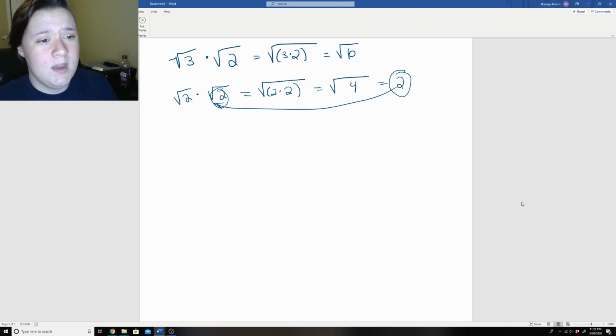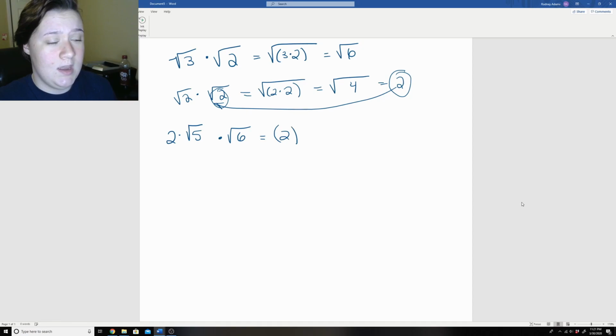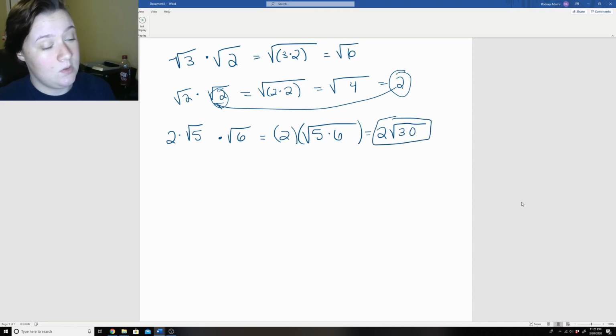So if we have something that has a number outside of the square root, for example 2 square root of 5 times square root of 6, okay, it's a times sign, sorry. Then we take everything that's outside of the square root, so we'll take this 2, and everything that's inside the square root goes underneath the square root together. So 5 and 6, again, they're being multiplied. We keep everything that's outside the square root, and then everything that's underneath it. 5 times 6 is going to be 30. Whatever's outside the square root stays on the outside, and whatever's underneath the square root stays underneath the square root.